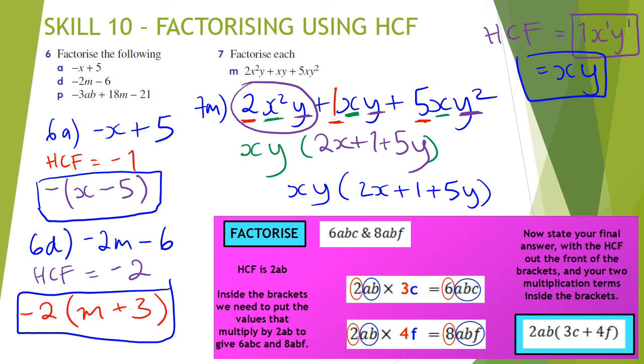If we wanted to check our answer, xy times 2x will give 2x squared y, and that's the first term, so tick that. If we wanted to check the second one, xy times 1 would just be xy, because when you multiply by 1 it won't change it, so that's correct. And then xy times 5y would give 5x, and then y would be squared because there's 2 y's, and that's the third term in the expression. So we've done that right.